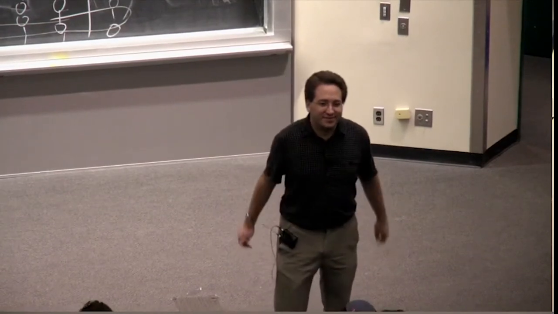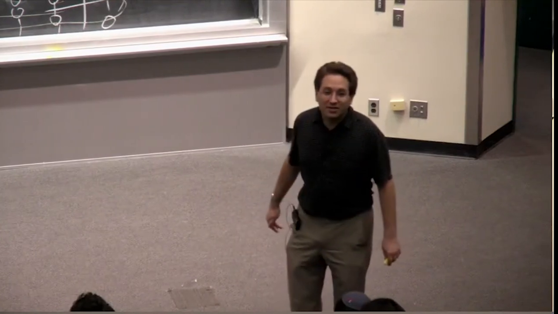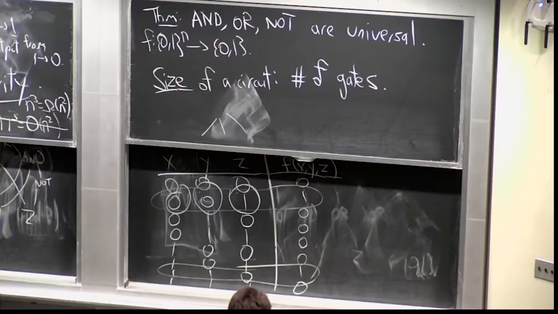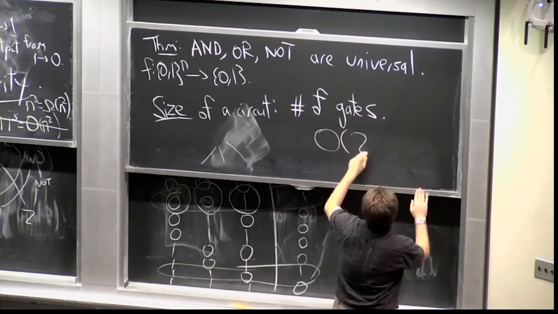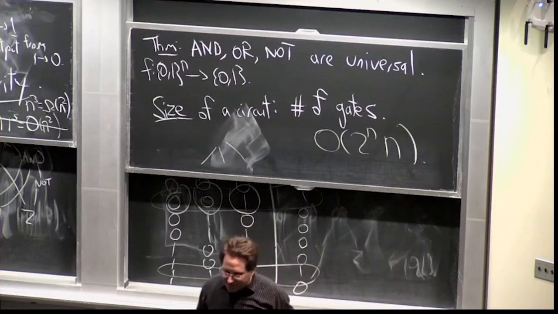Yes, per row it's O of n, exactly. And how many rows are there? 2 to the n. Yep. So we can say that this construction produces a circuit of size 2 to the n times n.